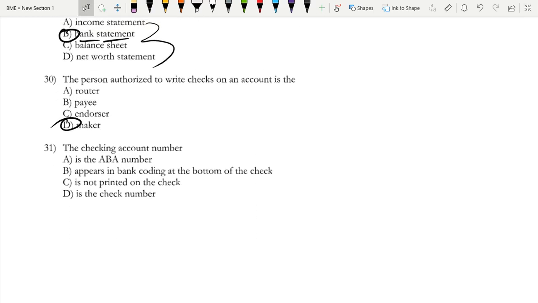31, the checking account number. The checking account number is the number that appears in bank coding at the bottom of a check. When you receive a check, at the bottom you're going to get a couple of different numbers, and this is usually where the checking account number will be.